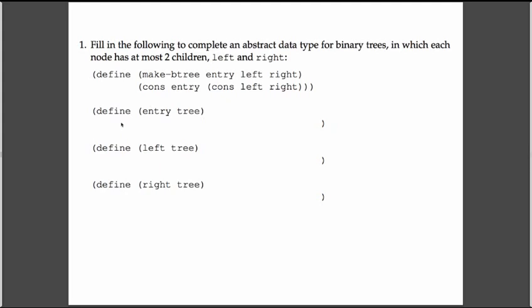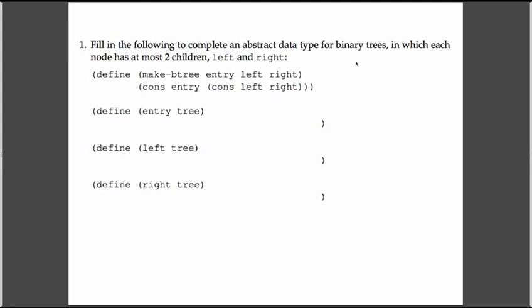So we're defining a tree, we're going to say define make-binary-tree. It's got an entry and then a left branch and a right branch, sort of what we're used to. And the way we're building it is we're consing an entry with a list or a pair that has a left branch and a right branch. So how is this going to look?